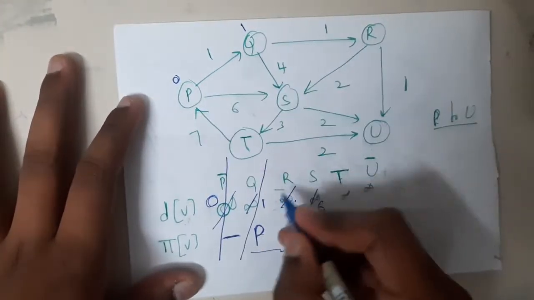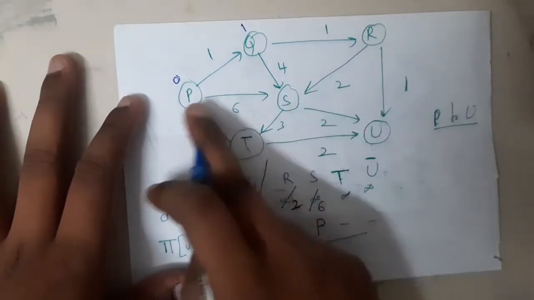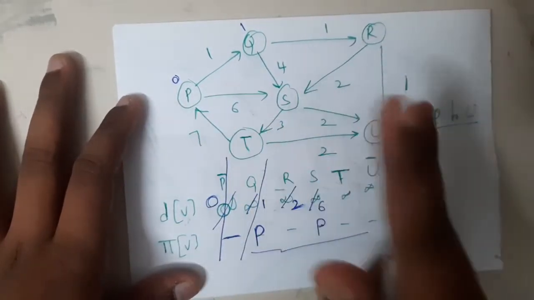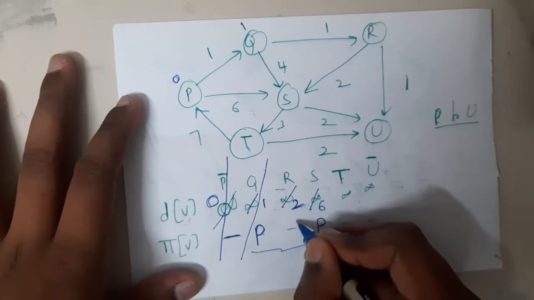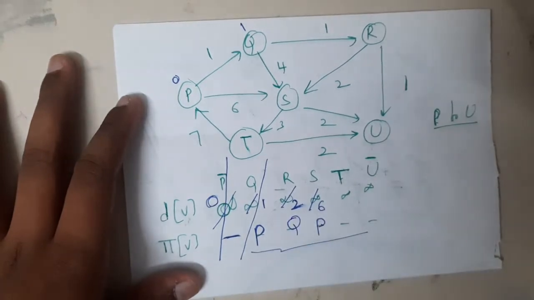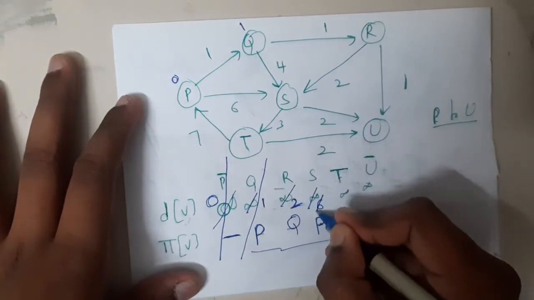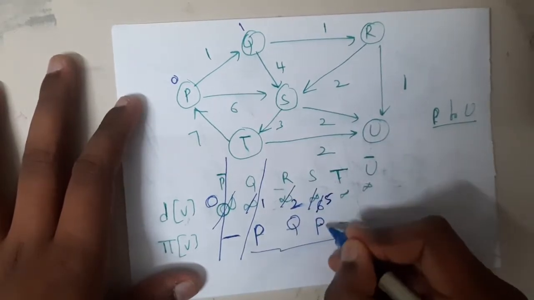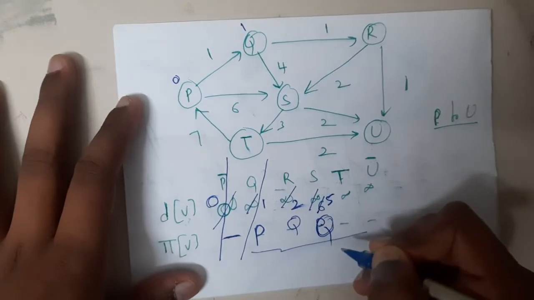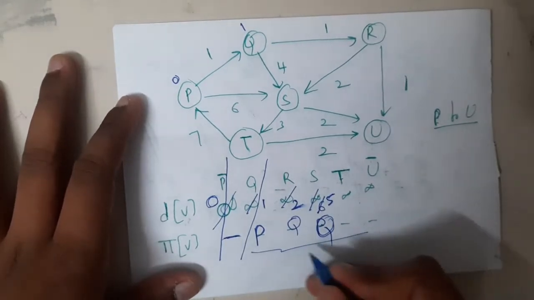So 1 plus 1, it is a 2. So to go to R from P, you need a cost of 2 rupees, right? Yes. So 2, via whom can you go? Via Q you can go. Got it? Yes. Similarly for S also you can go via Q. So this will result in a 5, and via Q you can go, right? Yes. Okay.